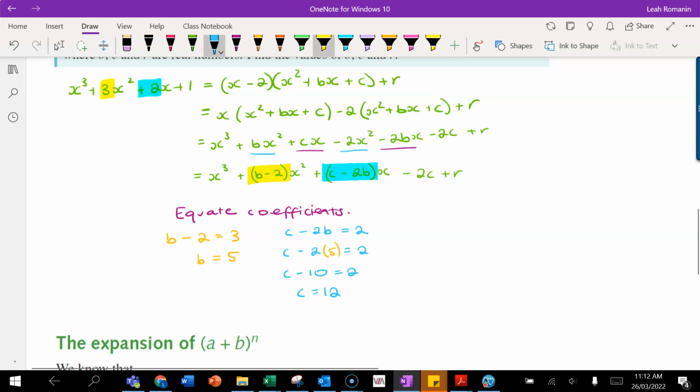Next, turning my attention to the constant term at the end, I'm going to say that negative 2c plus r is equal to my constant term on the end, which is 1. Now again, I found c last time, so I can say that c is going to be 12.